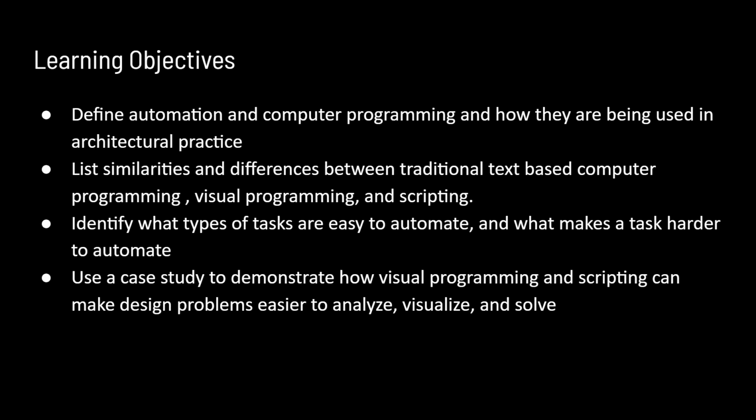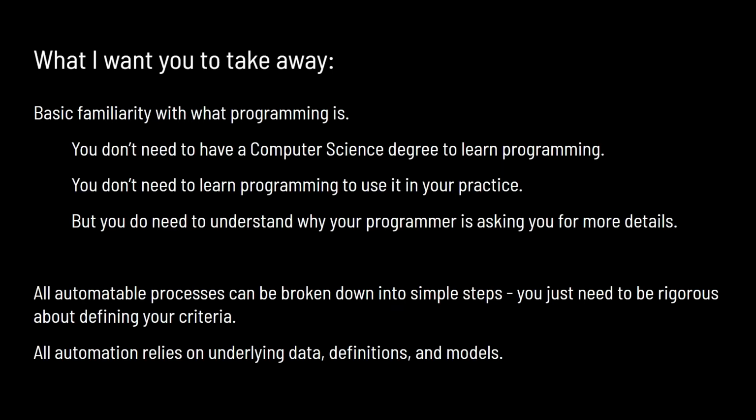Define automation and computer programming and how they're being used in architectural practice. List the similarities and differences between text-based computer programming and visual programming. Figure out what types of tasks are easy to automate and what makes tasks harder. That one I might actually rely on you guys to ask some questions about at the end. And use a case study to demonstrate how visual programming and scripting can make design problems easier to analyze, visualize, and solve.